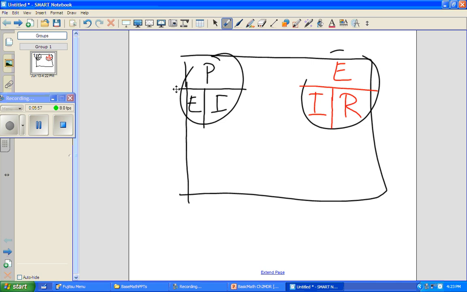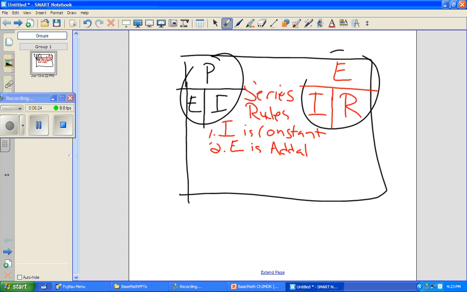So, what we want to write in the middle of this is series rules. And the most important one is that current is constant. Rule number 2, voltage is additive. And 3, resistance is additive.